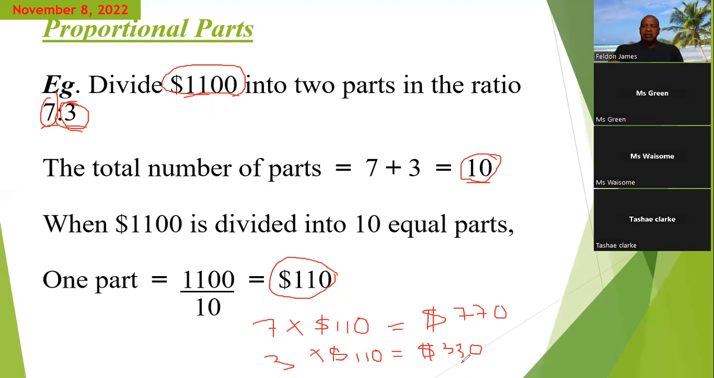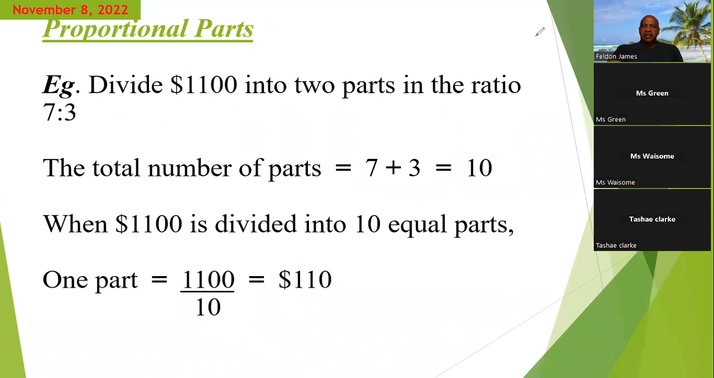Now, the key thing is that if we share this into these 2 parts and add them back, we should get back the sum. So by adding these, we should get back $1,100.